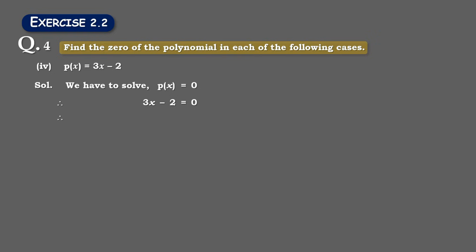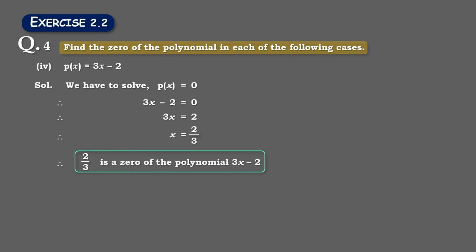First, we add 2 to both sides. This gives 3x equals 2. Next, we divide both sides by 3. So the value of x becomes 2 by 3. Therefore, 2 by 3 is the zero of the given polynomial.